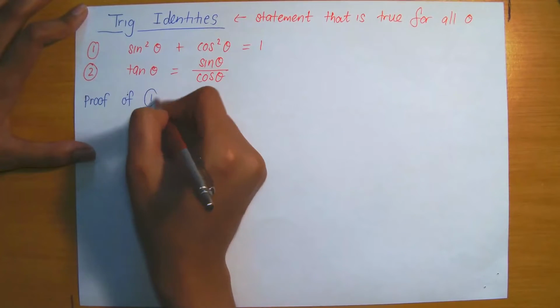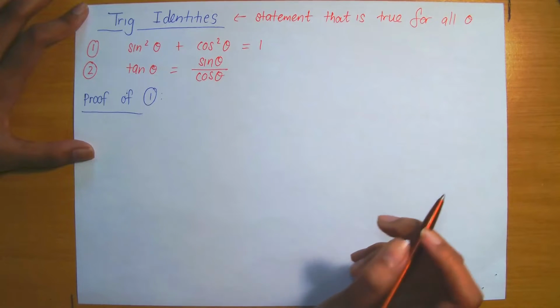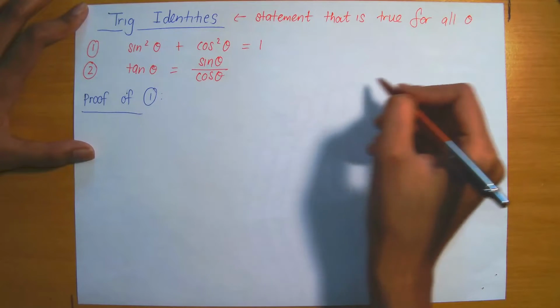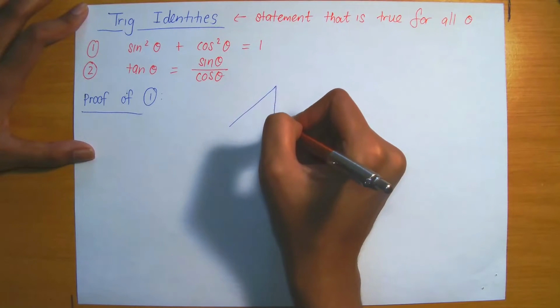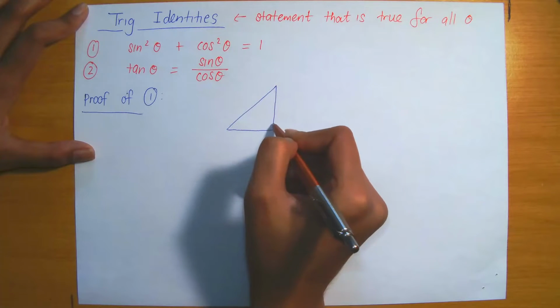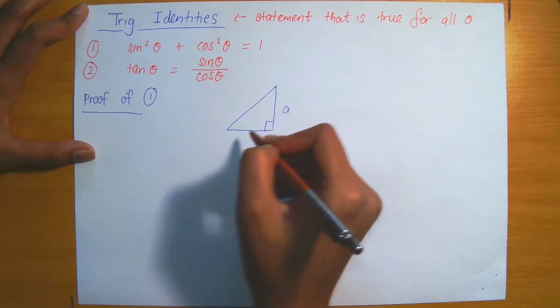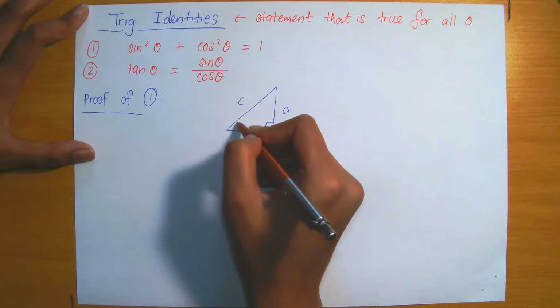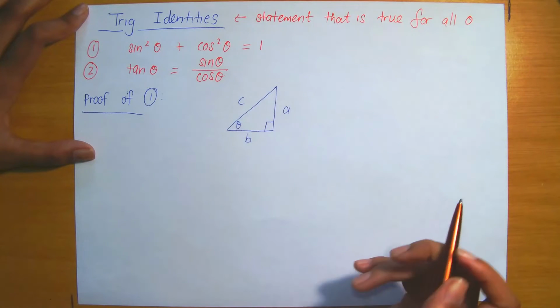Proof of 1. So firstly, let's draw a right-angled triangle. Right, so let me draw the following. Let's consider the following right-angled triangle. Right, so I'm going to label the sides again. So let me label that A, B, and C. And here's our reference angle theta that's required in those statements. Right, so that's what we have.